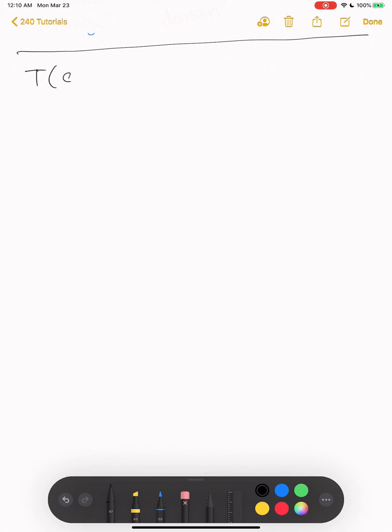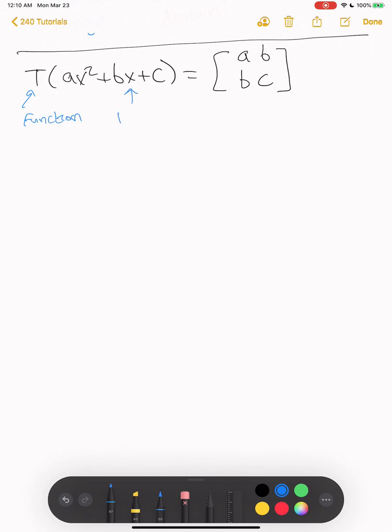So T of ax squared plus bx plus c, for instance, is equal to the matrix with entries a, b, b, and c. Okay, so T I'm just defining to be a function. And I'm inputting a polynomial, right? So I'm no longer just inputting a number like I did in x squared. I'm inputting a polynomial, and then I'm not outputting a polynomial either. I'm outputting a 2 by 2 symmetric matrix. So how the heck does that work?